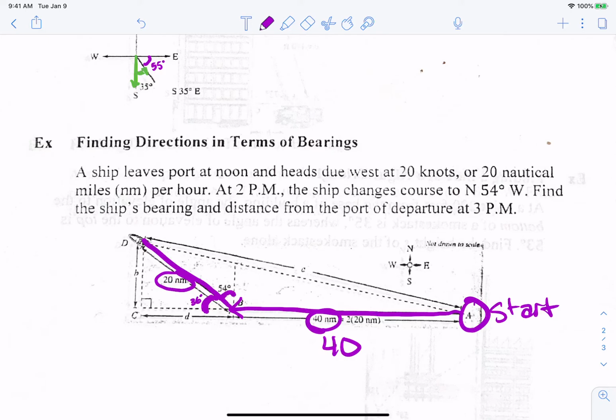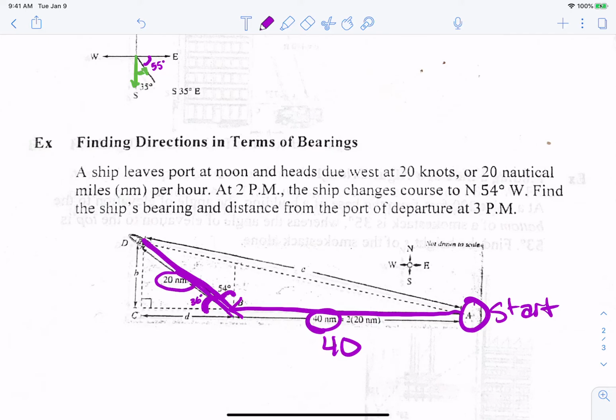Since this is calculus, I'm going to bring this up because this is something that all other math classes don't take into consideration, but calculus does. 20 nautical miles is not technically how far this distance is going to be. If you are going 20 nautical miles for an hour, it will be close to 20, but it's not going to be exactly 20. Why not?